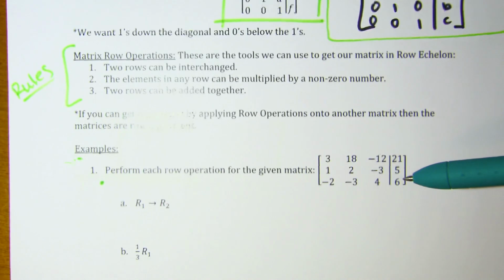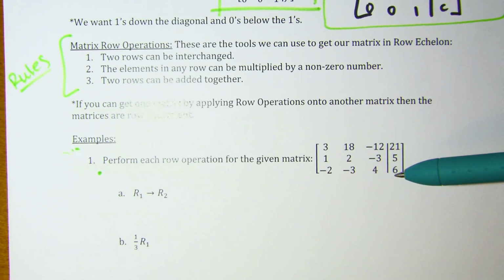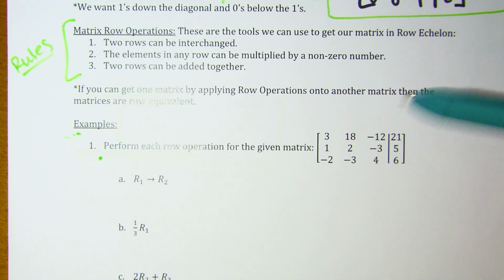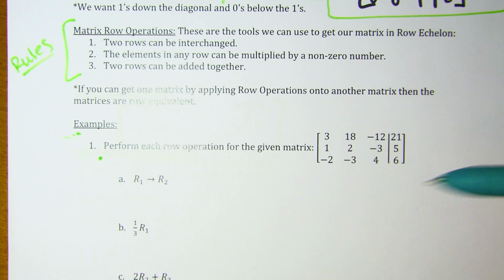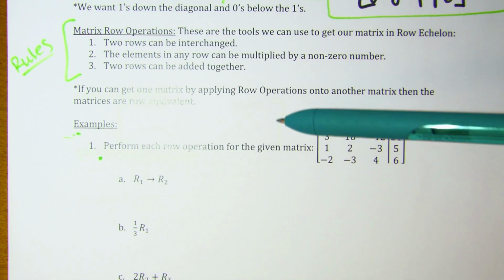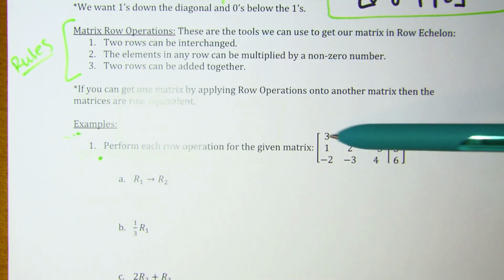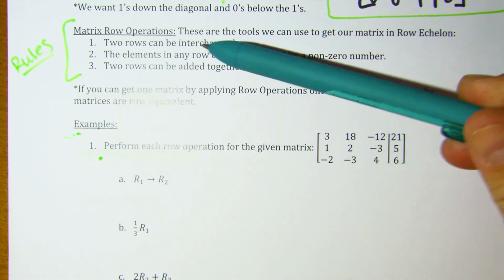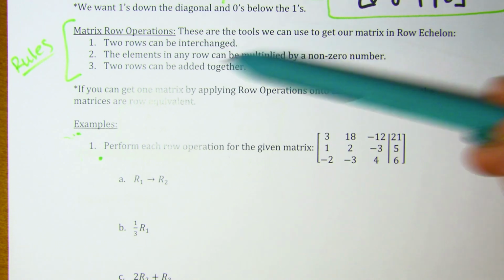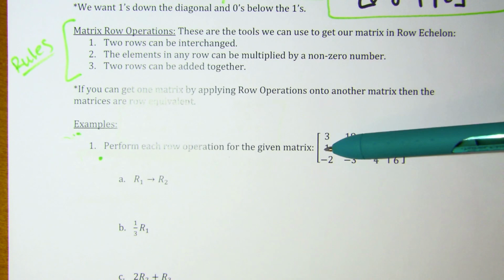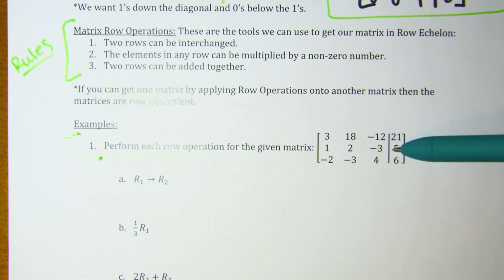So these row operations, kind of think of these as the rules that we have or the moves that we're allowed to do in this game. If you think of this kind of like a game or a puzzle, these are the things we are allowed to do. So there's really only 3 things we can do. We can switch 2 rows, so you can switch a whole row, row 1 with row 2. The elements in any row can be multiplied by a non-zero number.